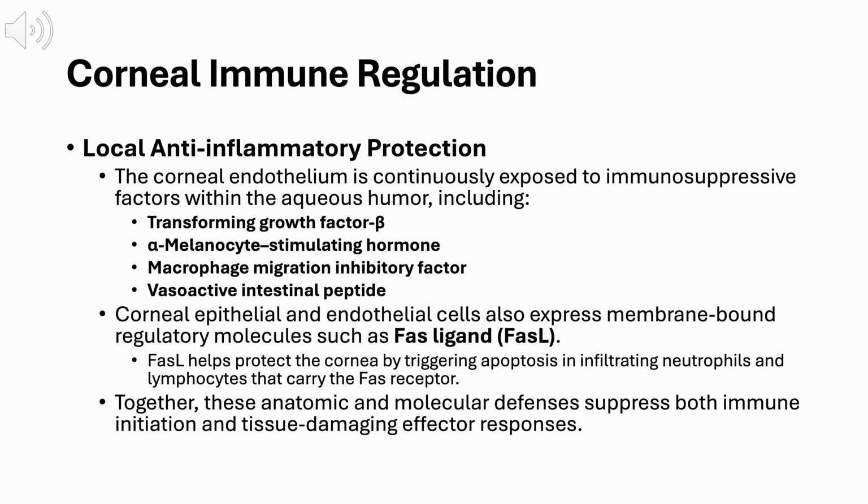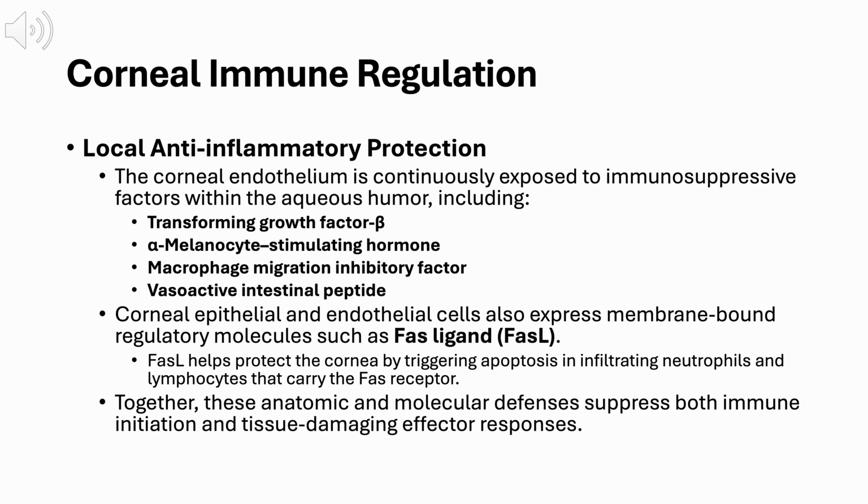Beyond anatomy, the cornea is bathed in active anti-inflammatory signals, and this molecular layer is where the aqueous humor becomes important. The corneal endothelium is continuously exposed to immunosuppressive factors dissolved in the aqueous, including transforming growth factor beta, alpha melanocyte stimulating hormone, macrophage migration inhibitory factor, and vasoactive intestinal peptide. Together, these soluble mediators tamp down immune activation right at the endothelial surface.